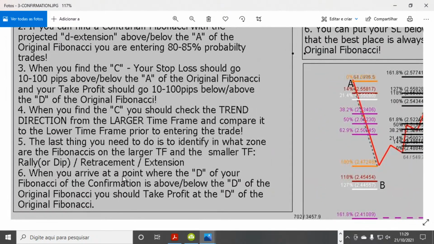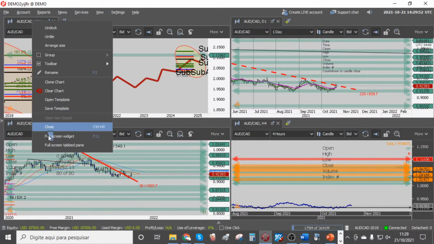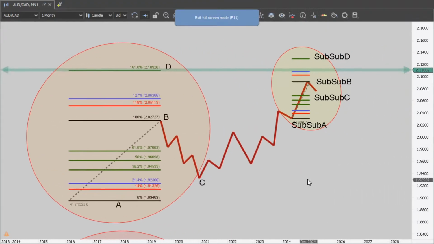When you arrive at the point where the D, well, I should change here, right? I should write where the sub D of your Fibonacci of the confirmation is above or below the capital D of the original Fibonacci, you should profit take at the capital D of the original Fibonacci. One more time, why is that? Because the original Fibonacci is stronger.